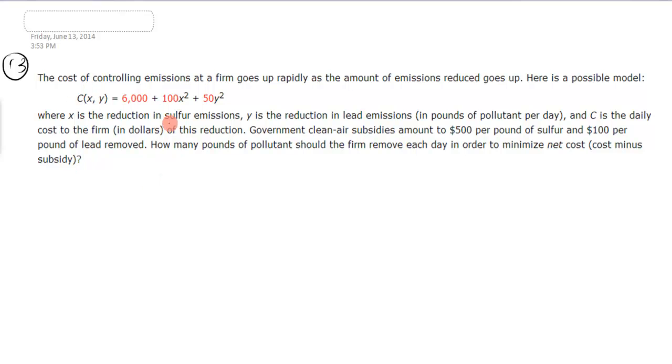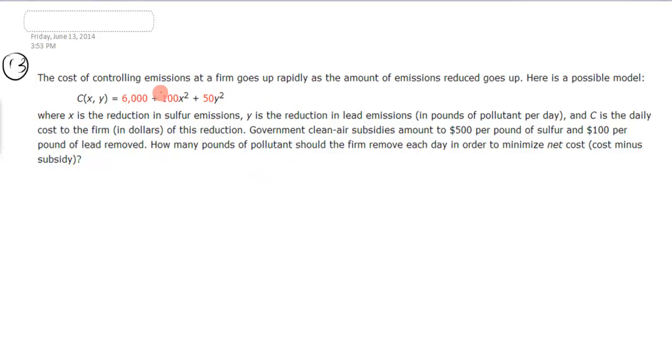This is cost, where it is $6,000, I'm guessing, plus 100 x squared plus 50 y squared, where x is the reduction in sulfur emissions and y is the reduction in lead emissions in pounds of pollutant per day. Okay, so the more you try to pull out, the higher your costs are going to go. And C is the daily cost of the firm in dollars.